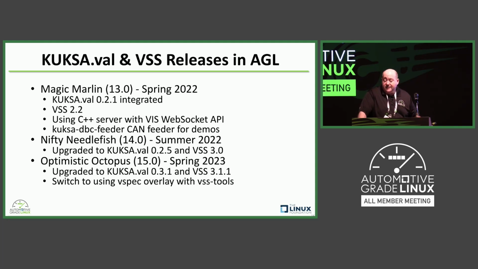And then this past spring with Octopus, we went to the next big major release of KUKSA.val, which is 0.3.1. That got us to VSS 3.1.1, which for the most part was bug fixes in VSS. There weren't major changes, I don't think. And at that point, we had to switch to using the VSpec overlay, which is somewhat tied to the data broker, but it's complicated.